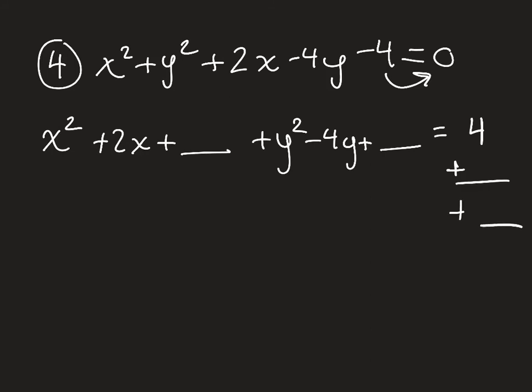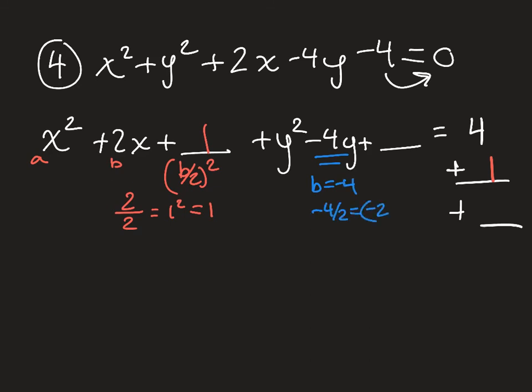So to fill in the blank, it's going to be (b/2)², where this is a, b, and then this would have been c down here. So my b here is 2. So 2 over 2 equals 1, and then 1 squared equals 1. So I'm going to put a 1 here. I got to put a 1 on the other side and balance my equation. Do the same thing again. This is my b, so my b equals negative 4. So negative 4 over 2 equals negative 2. Negative 2 squared is a 4. So up here I put a 4, and then I have to balance it and put a 4.